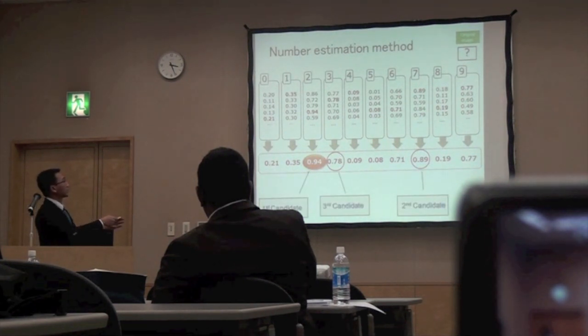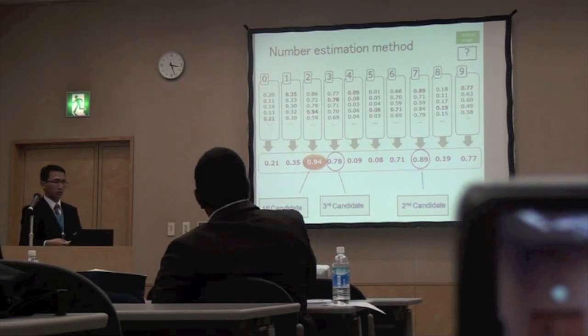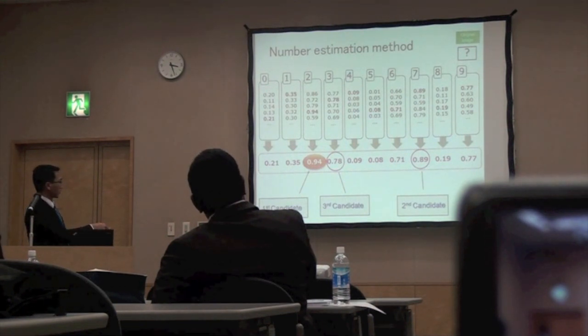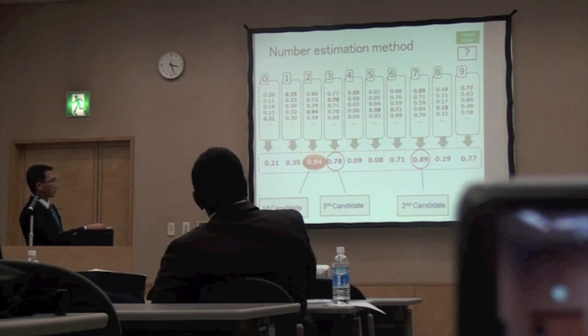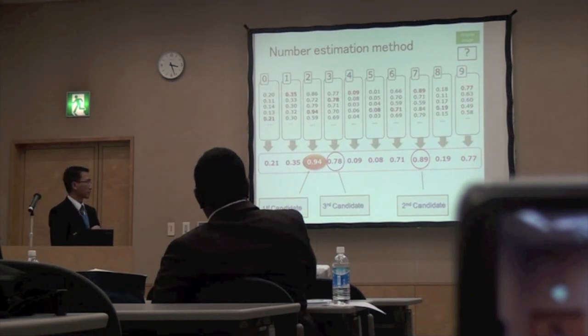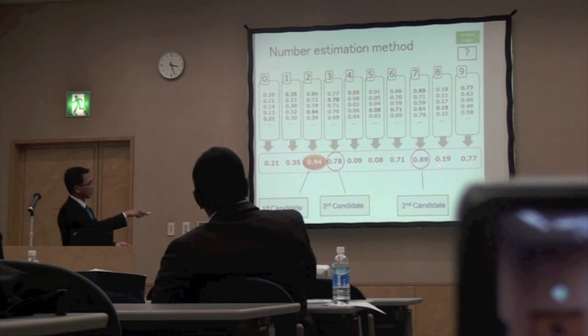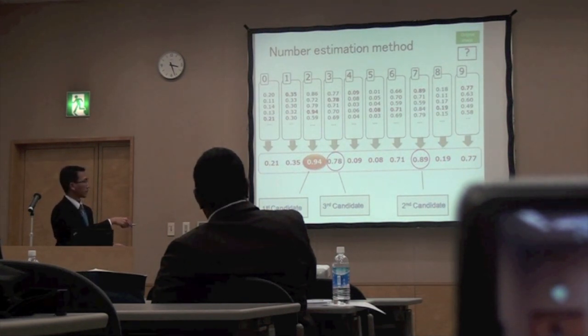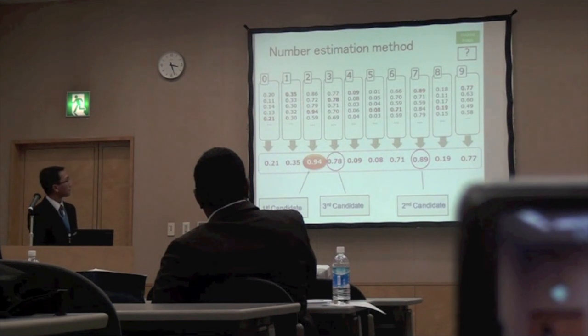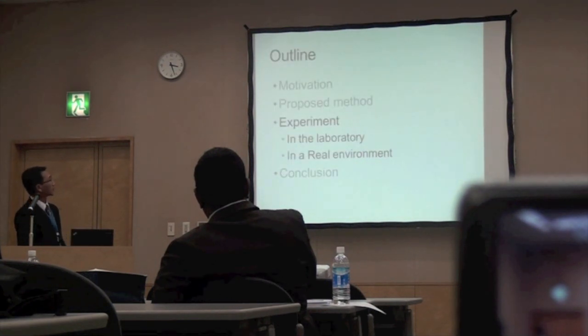Sometimes the correct answer is not located on the first highest value. Sometimes it's located in the second or in the third. That's why in our report, we use the terms first candidate, second candidate, third candidate. It means that the true answer is located in the first highest, or maybe the second highest, or the third highest.